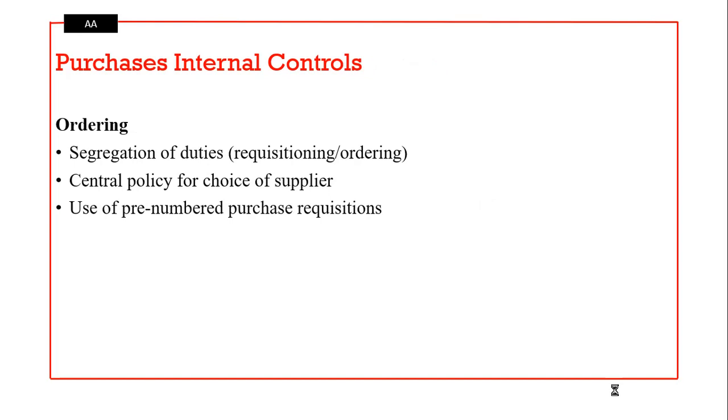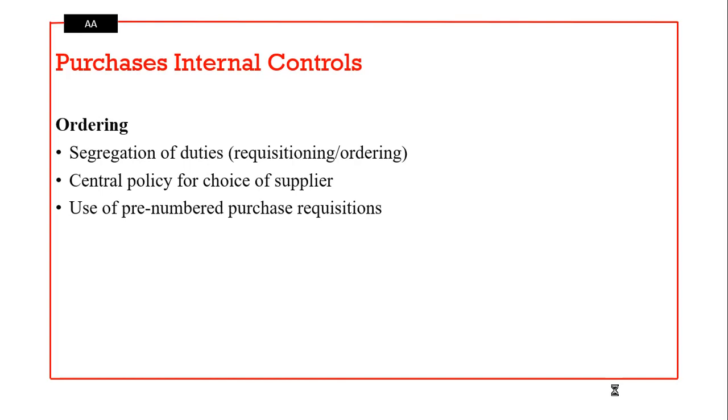Okay, so now what are some of the internal controls that we should see in the purchases system? Under ordering, there must be segregation of duties. So no individual is supposed to start and complete a purchase process. Requisition and ordering must be done by different individuals. It is advisable or encouraged to have a central policy for choice of supplier. So meaning that all purchases must be centrally done.